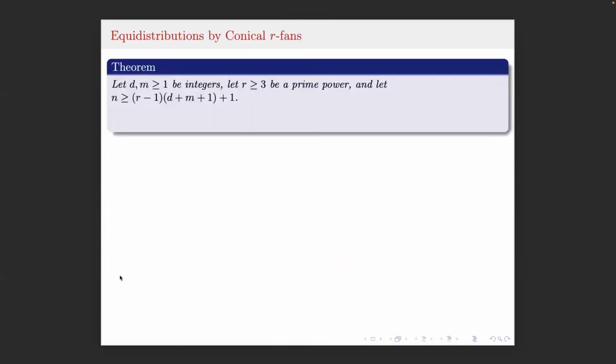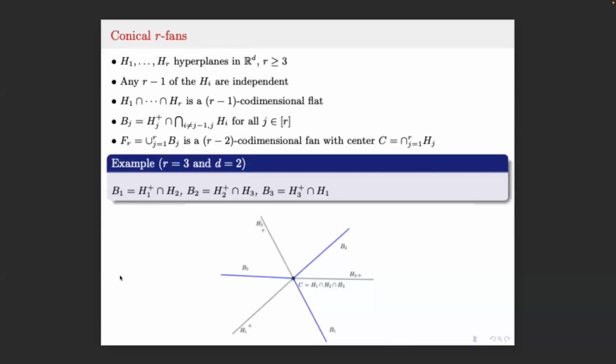Okay. So here are the results for equidistributions by conical R fans. So let's let D and M be. Oh, excuse me. Going back, you do it cyclically? You said I'm doing it cyclically. Yeah. Okay, sorry, and then yeah, indices mod R. I should be with you. Go on. No, please. Right.